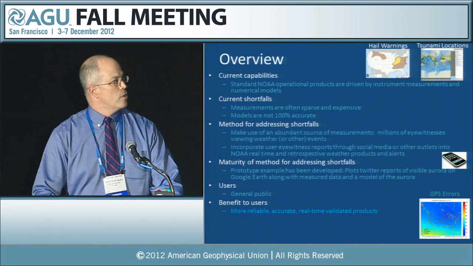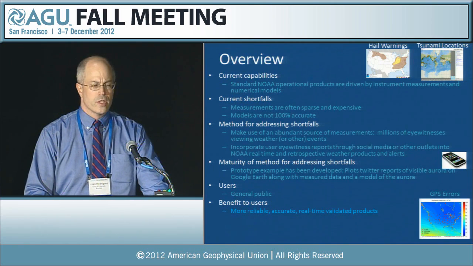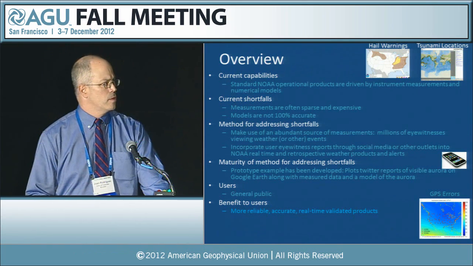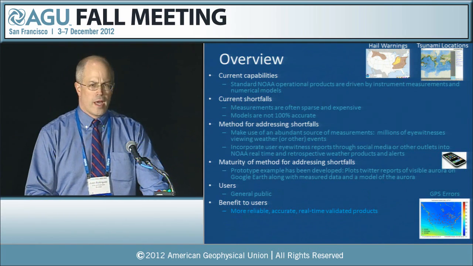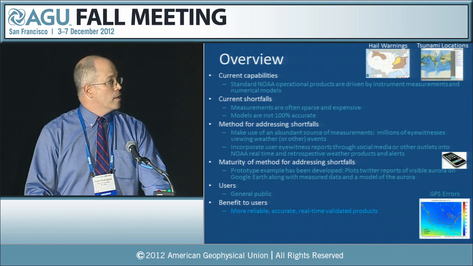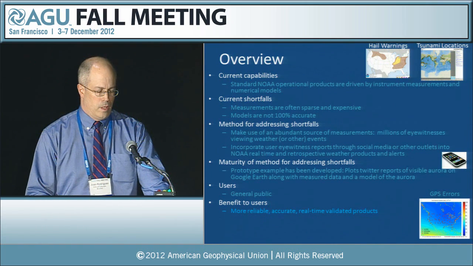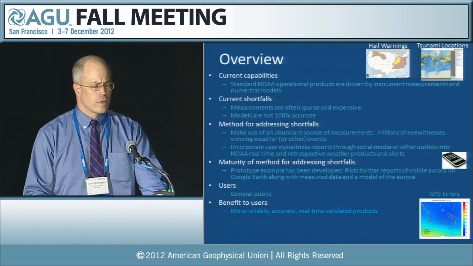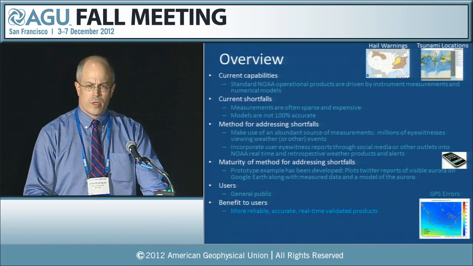So our standard NOAA operational products are driven by instrument measurements and numerical models. In the case of space weather products, which is the area I come out of and that the authors on this talk work on, we're really reliant on instruments on satellites. In particular, in the area of measuring aurora, measurements are often sparse. They're certainly expensive when it comes to satellite-borne instruments, and these models are not 100% accurate.